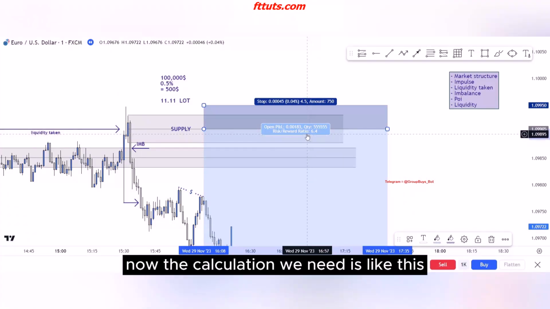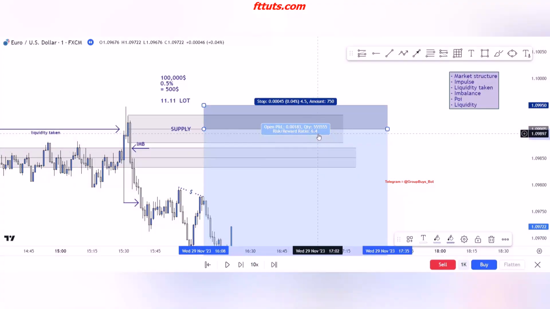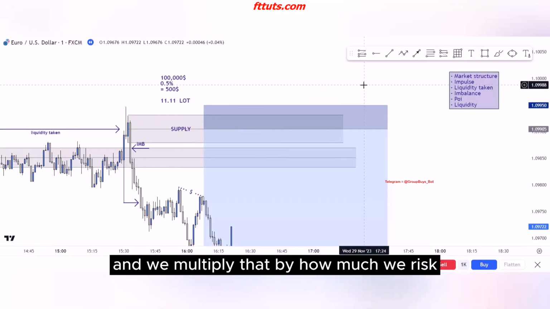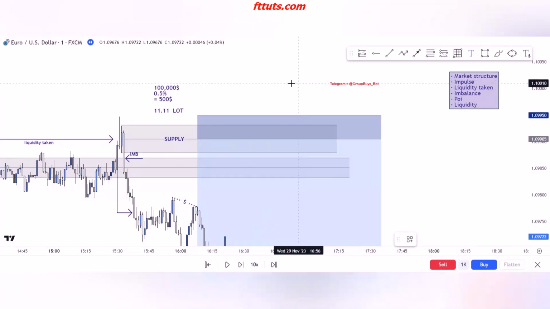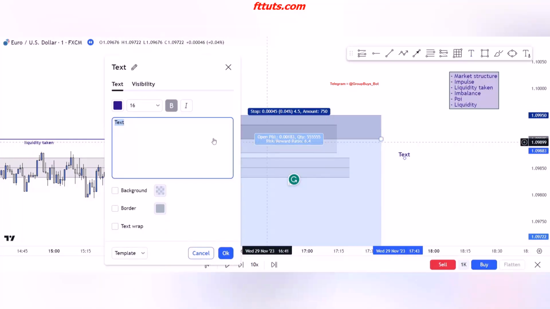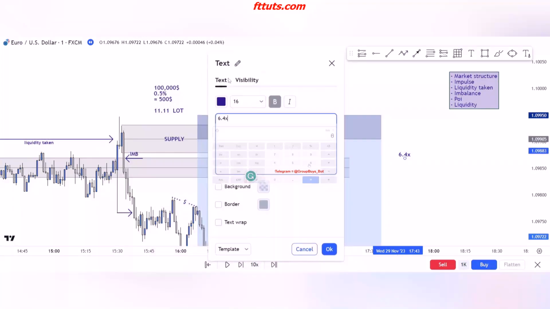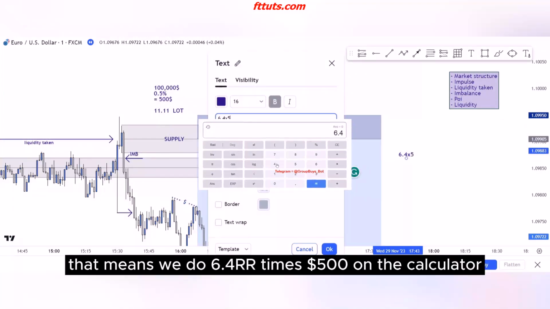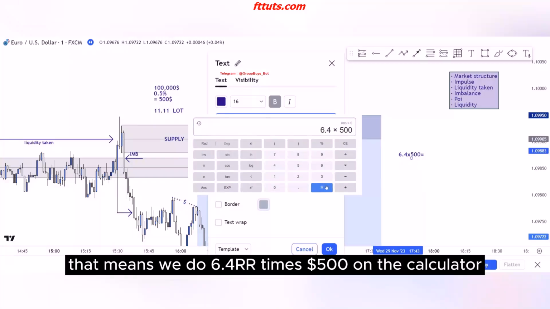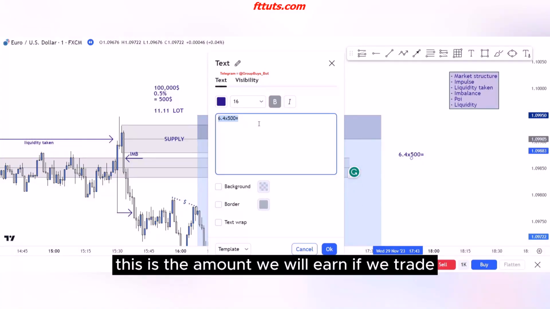Now the calculation we need is like this. We see how much our reward ratio is, 6.4, and we multiply that by how much we risk. That means we do 6.4R times $500 on the calculator. It's $3,200. This is the amount we will earn if we trade and we risk 0.5% of our balance.